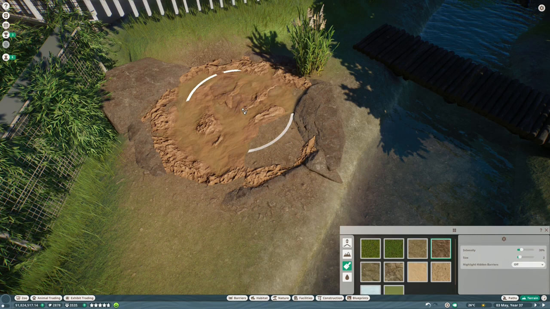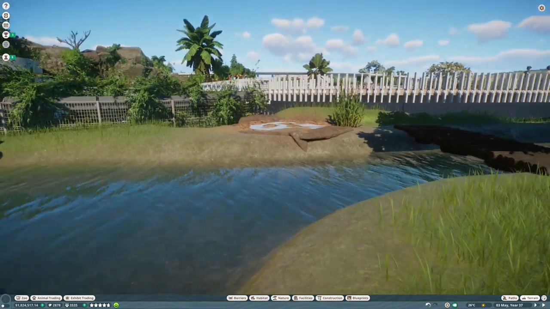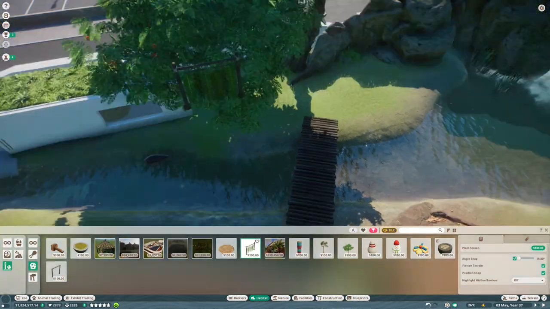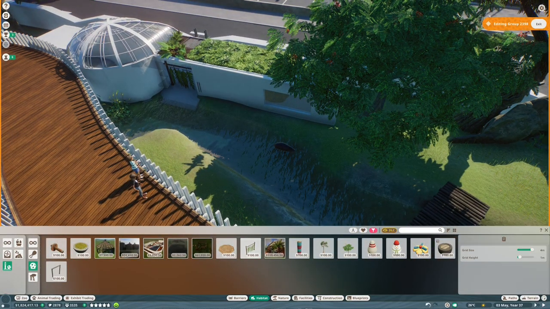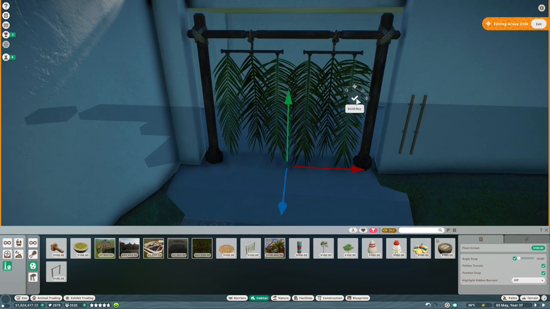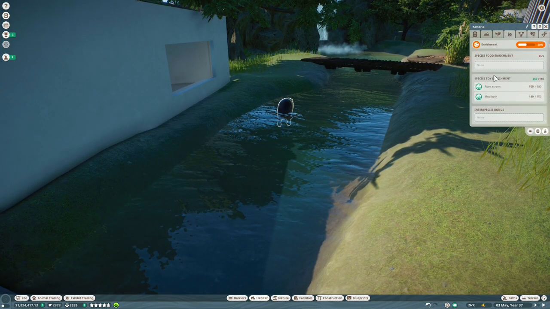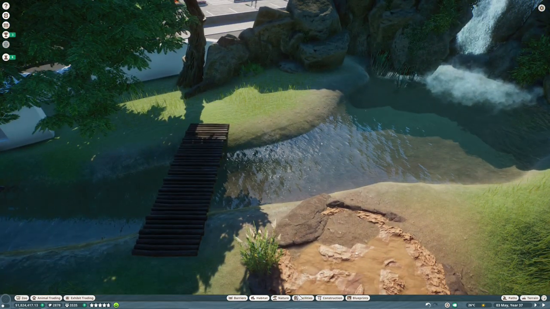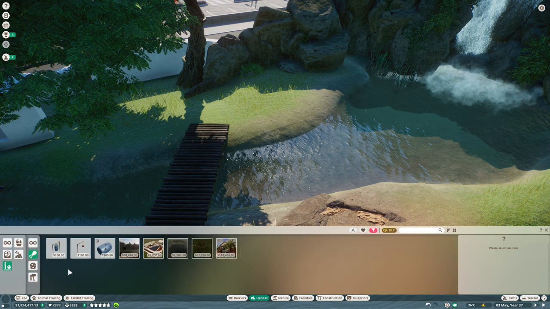And then just a few more enrichment items to put in. I'm going to use the fronds of leaves. I don't know what the official title for it is, but I really like using this in doorways because the animals get sort of automatic enrichment whenever they walk in or walk out of their house. And then some food enrichment on the other bank of the river.